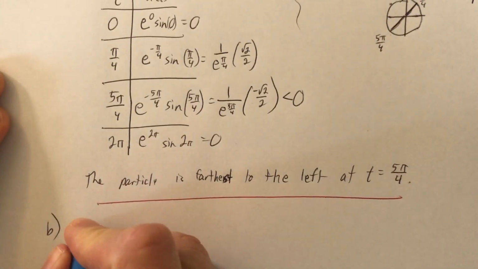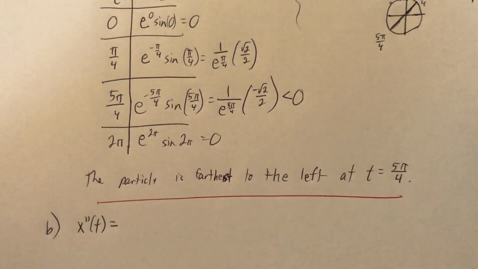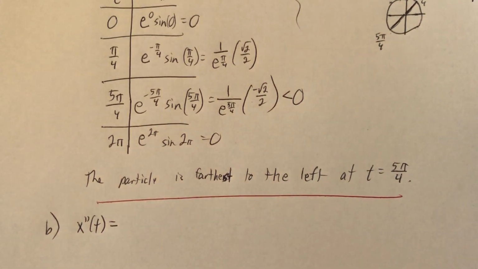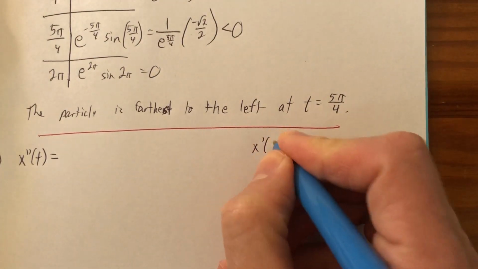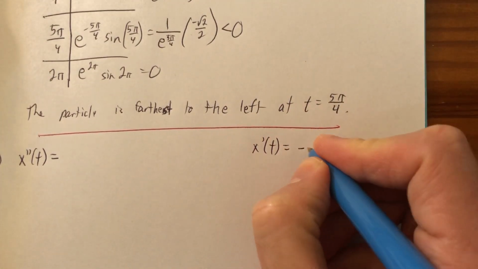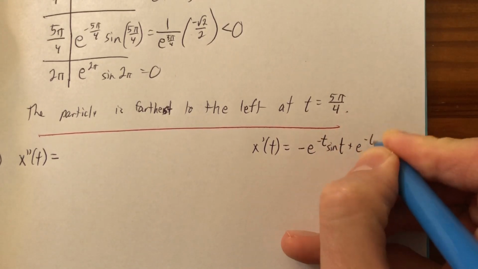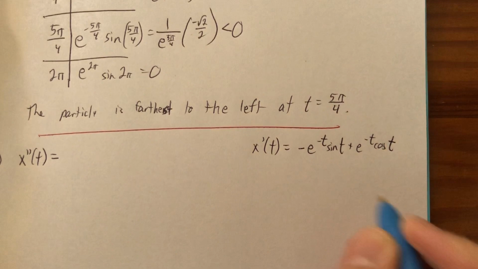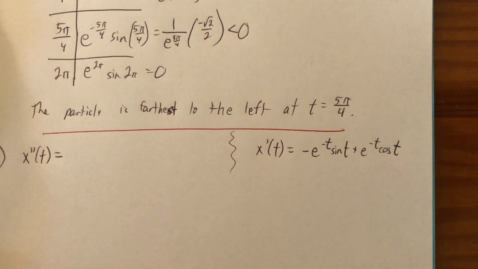Okay, so x double prime of t is, well, what I'm going to do is find the second derivative, and for that I need my first derivative. Just so I'm not doing this the whole time, I will waste a couple seconds and rewrite it: sine t plus e to the negative t cosine t. All right, let's come over here and find the second derivative.